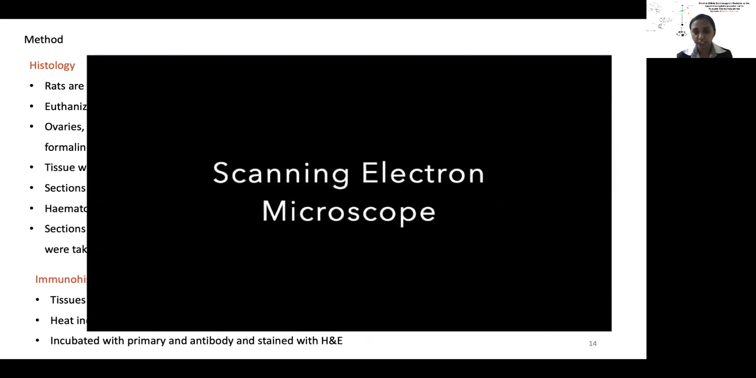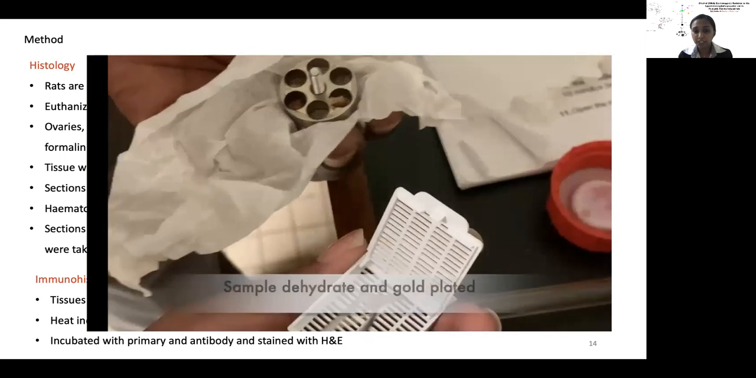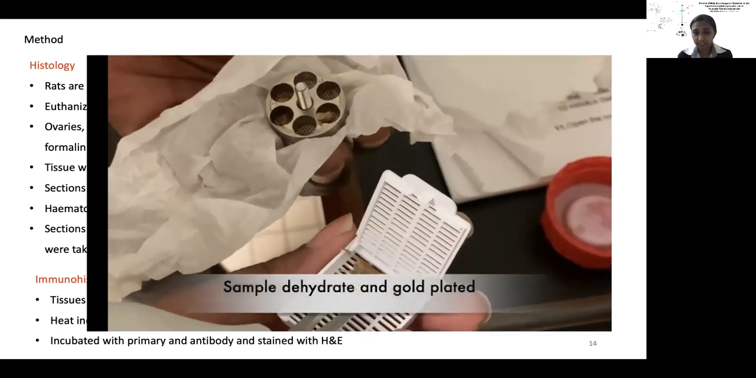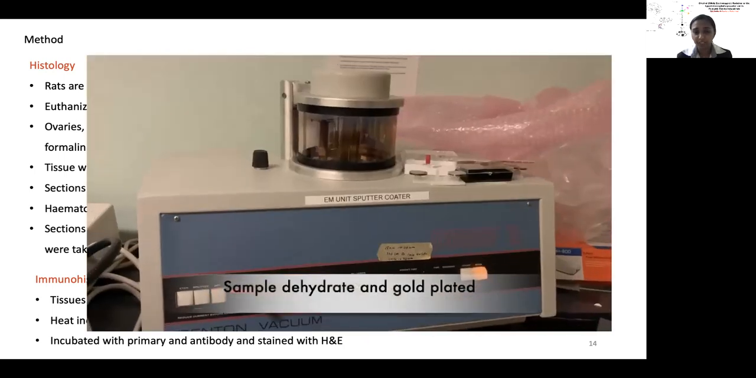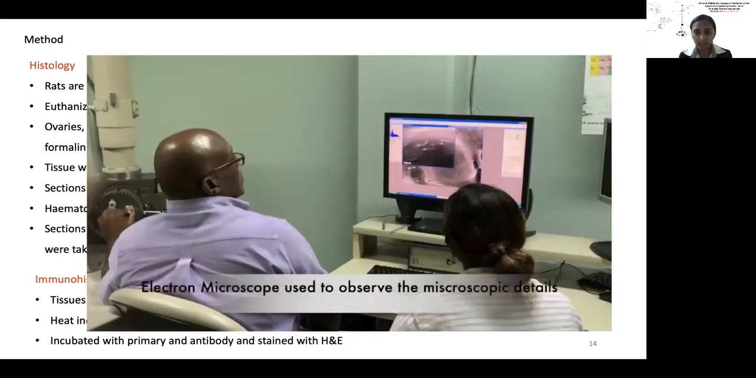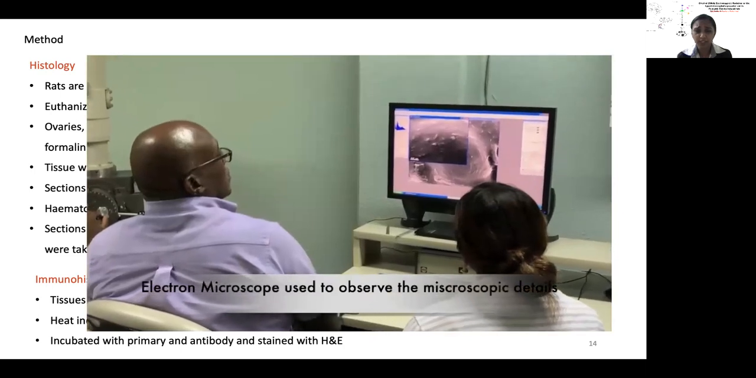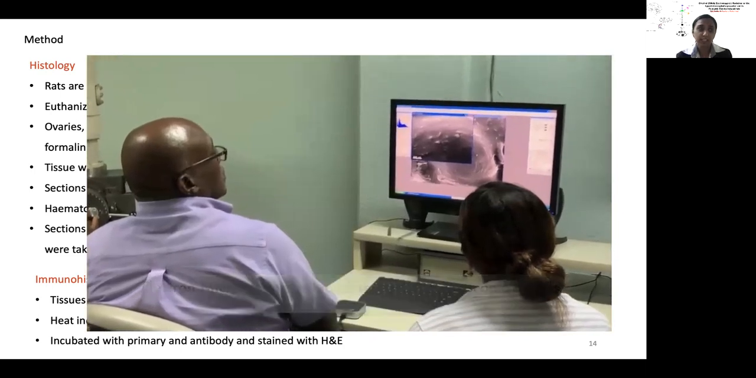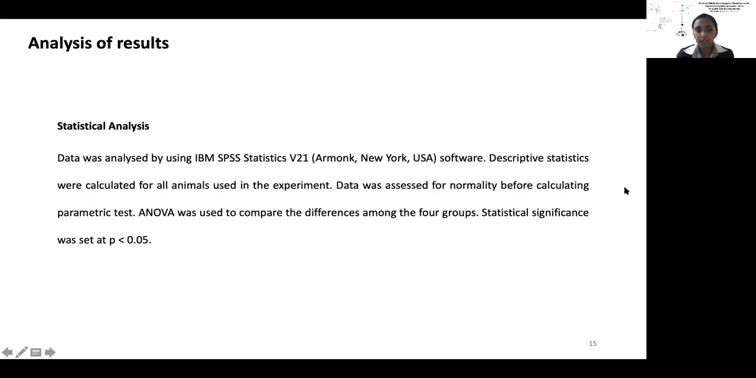Then we used scanning electron microscopy, where we dehydrated samples of the ovary and gold plated them using an EM sputter coater, and then they were read using a scanning electron microscope, right? Okay.